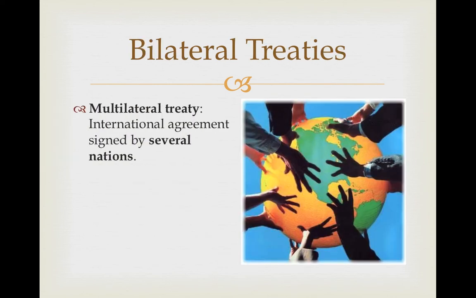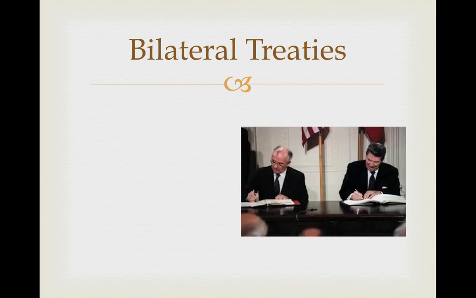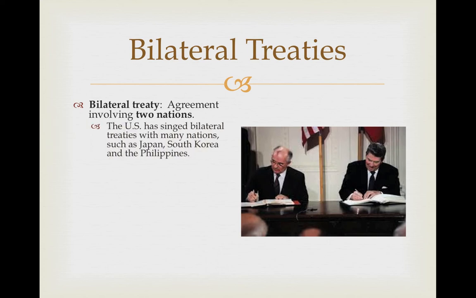Bilateral treaties. A multilateral treaty is an international agreement signed by several nations. The examples we just discussed: NATO, Rio, and ANZUS. They're all multilateral treaties. But there are also bilateral treaties. A bilateral treaty is an agreement involving two nations. The U.S. has signed many bilateral treaties with many nations such as Japan, South Korea, and the Philippines. To the right, you see President Reagan and Soviet leader Gorbachev signing a treaty.